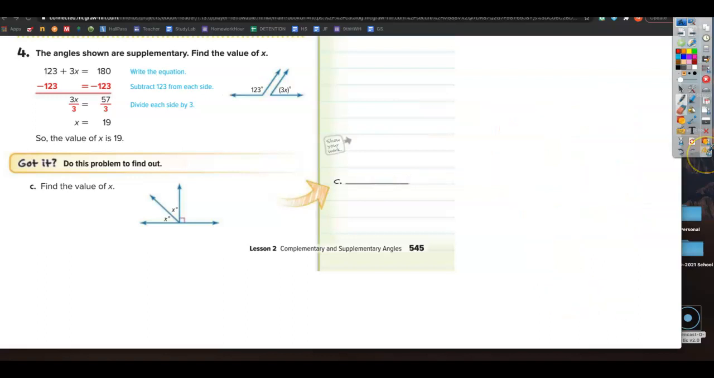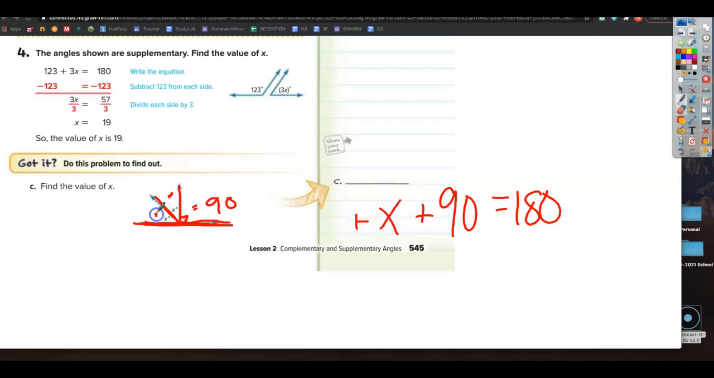Okay, we're going to do C together. There's a couple of different ways that we could do this. We know that this angle measures x, this angle measures x, and that angle measures 90, because this little box told us that this was 90. All 3 of those angles together equal 180. So 90, plus x, plus x. So there's our equation. How many x's do we have? 2.